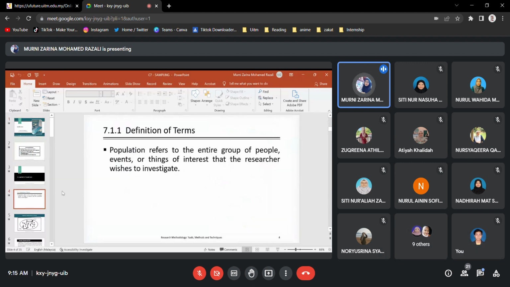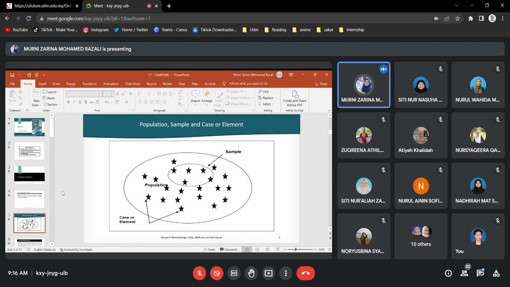So sampling again, bila kita buat pasal sampling ni, there are few things that you need to know under sampling. Okay, the first thing that you need to understand is population. Because kalau you tak faham siapa population you, you tak boleh nak identify nanti siapa sample you. So in sampling it should start with population. So population is referring to the entire group of people, events or things of interest that the researcher wish to investigate. So basically this is the concept of population and sample.